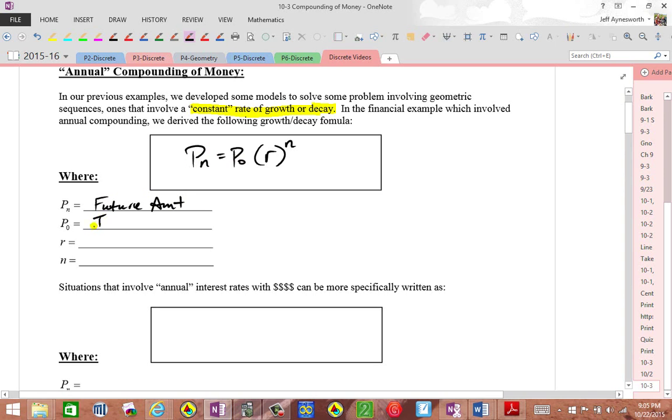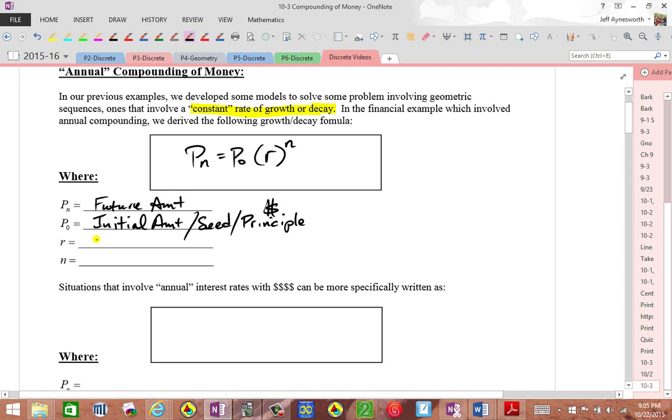P sub 0 is the initial amount, which we call the seed. In financial examples, it's called the principal, guys. Don't write it as PAL, that's the principal of the school. I'm talking about the principal amount that you put in the bank. When you deposit 100 bucks in the bank, it's called the principal.